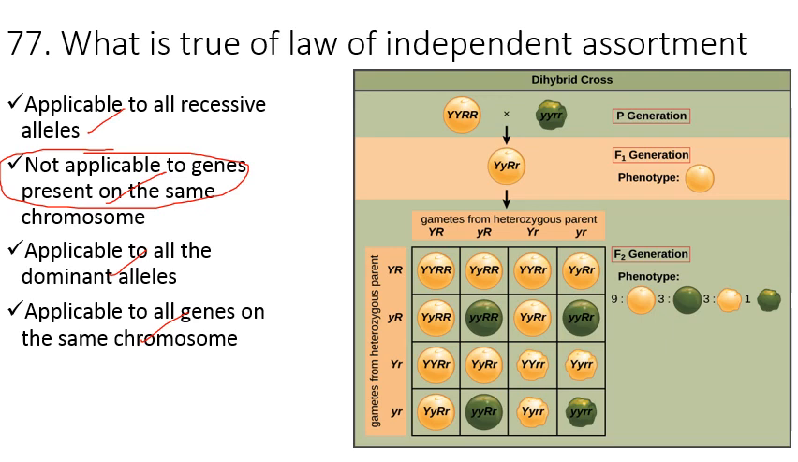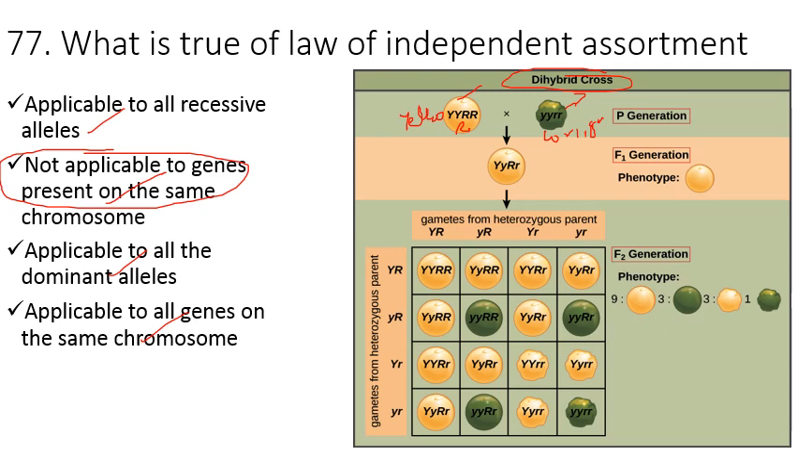We can explain this law with the help of a cross called the dihybrid cross. Here we take two characters into consideration: seed color and seed shape, that is the color of the cotyledon. For example, we have yellow color and round seed, which is the dominant character, and the recessive one, wrinkled seed and green in color. So these are two parental combinations which are taken into consideration.